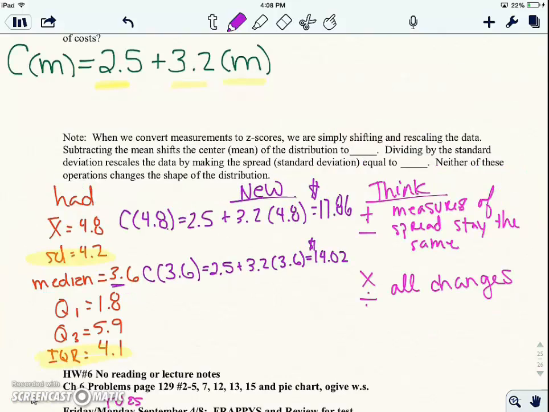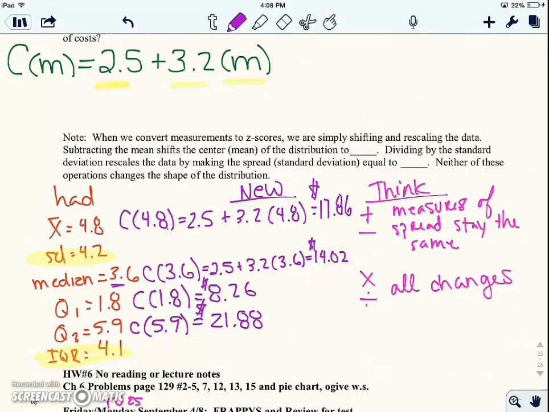And you could do that the same for the quartiles. So you plug in 1.8 into the full equation, and you would get 8.26. I really should label that dollars. For Q3, plug in 5.9, and I should get 21.88, it looks like. Again, you may want to check me on that.